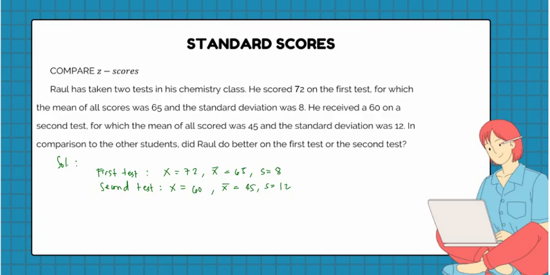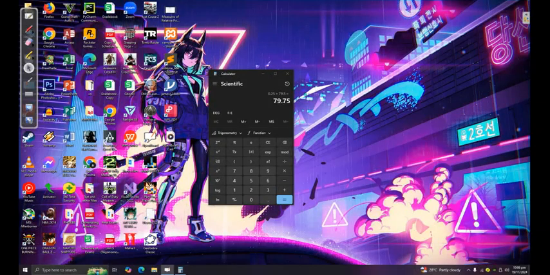So we are going to make use still of our formula. So let's say we let yung z sub 1 to be our first test. So z sub 1 is gonna be x minus x bar divided by s. So that's gonna be 72 minus 65 divided by 8. Wait lang. 72 minus 65 divided by 8 is gonna be 0.875.